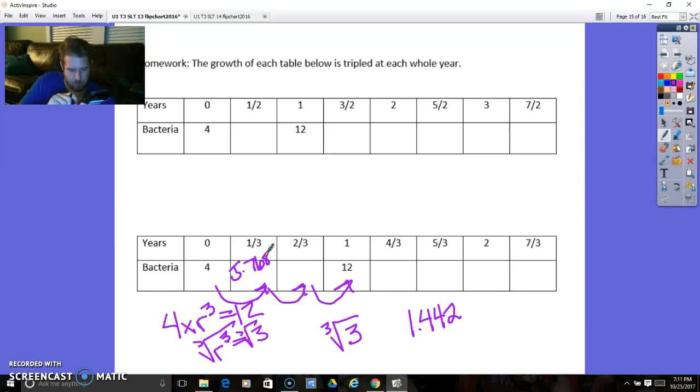Times 1.442 gives me 8.317. I'm always rounding to the nearest thousandth. And then if you multiply that again, so that's 8.317 times 1.442, and you'll see how close it gets. It's 11.993, so we're within 7 thousandths of 12 because of our rounding. Close enough to 12. So then keep multiplying by 1.442 and going all the way across.